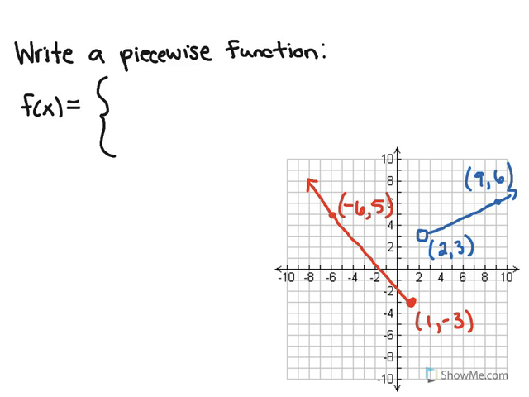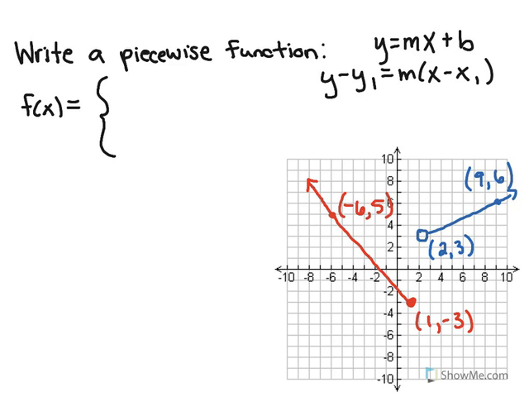So if I'm supposed to be writing the rules for these lines, I have to know how to find the equation of this line. Now, what we're going to have to remember is our trusty old point slope and slope intercept forms. So slope intercept form is y equals mx plus b, and point slope form is y minus y1 equals m times x minus x1.